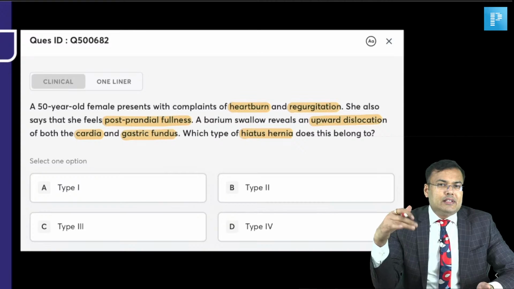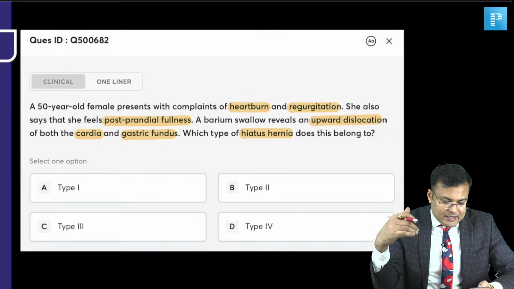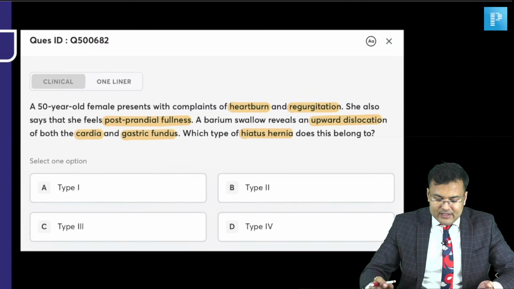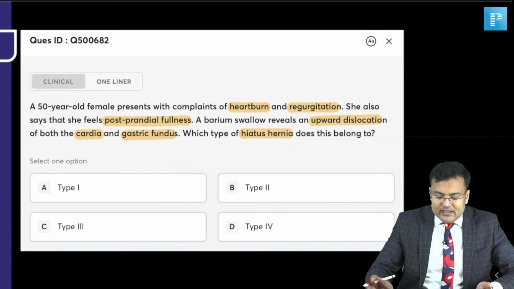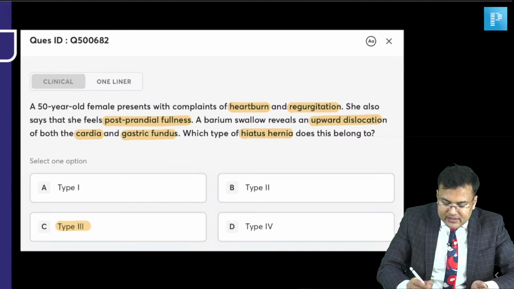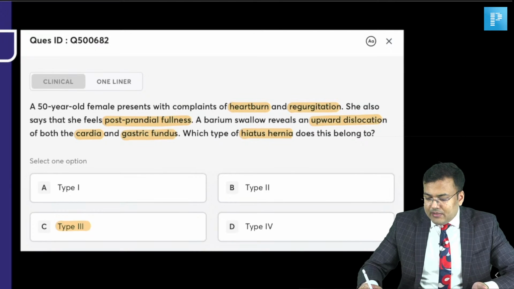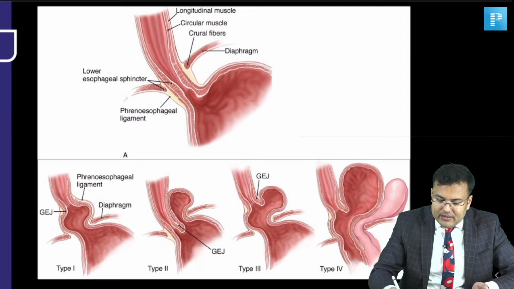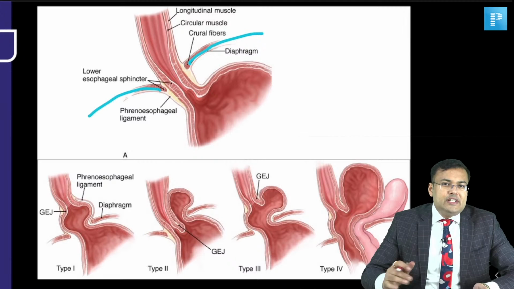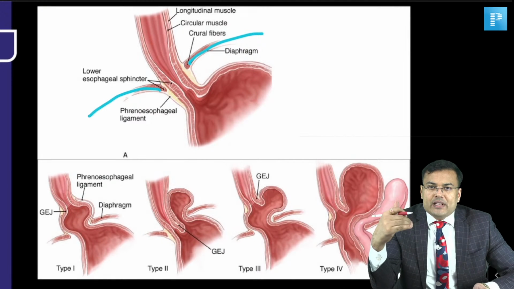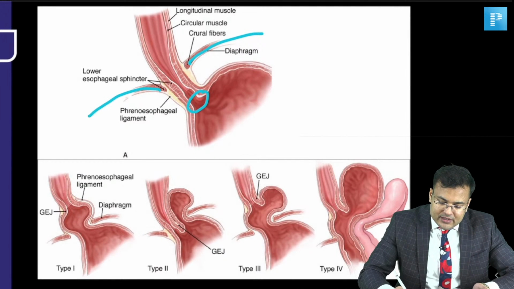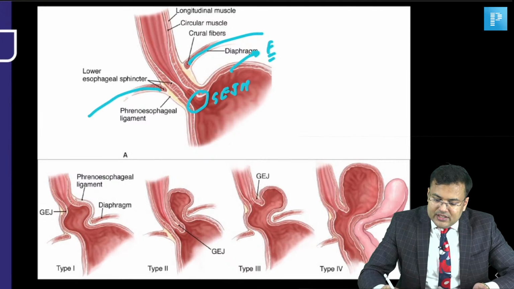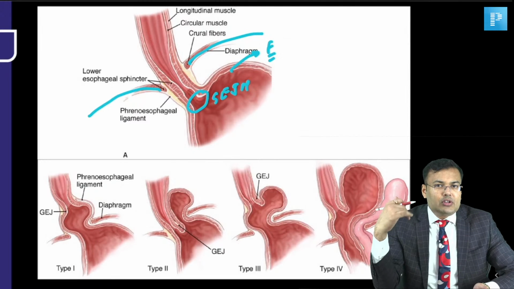What happens whenever there is herniation of both cardia and fundus? Obviously, it is type 3. So see, what are the types of hiatus hernia? It's very easy to understand the types of hiatus hernia. In this image, you can see this is the diaphragm. You know that both GE junction as well as fundus should be located below the diaphragm. You can see, this is GE junction and this is the fundus.